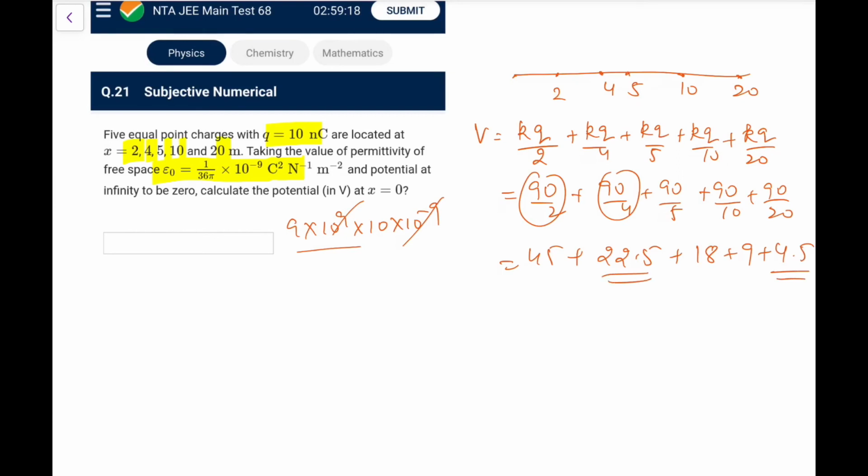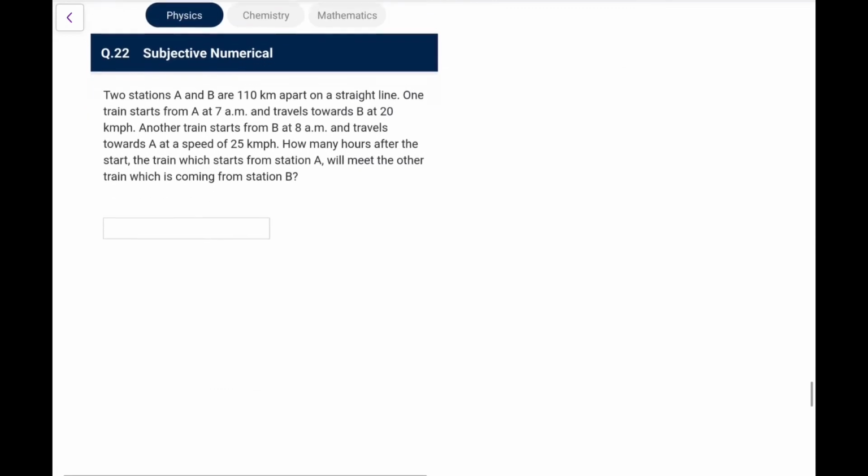So this becomes 22, 26, 27, 27 and 9, 36, 36 and 18, 54, 54 and 45, it is 99. That snake and ladder, 99. So 99 is going to be the answer. Next, it's a smart question.